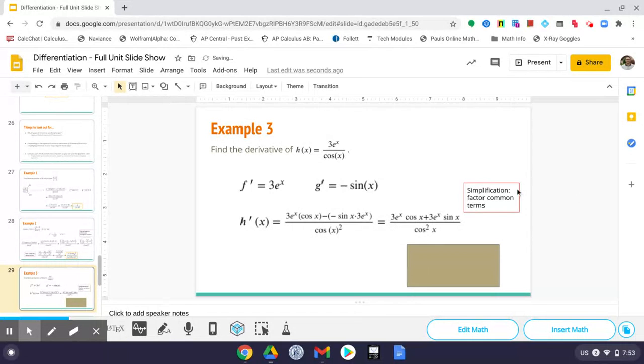So we'll just kind of jump right into it here. Here's f prime g minus g prime f all over g squared.